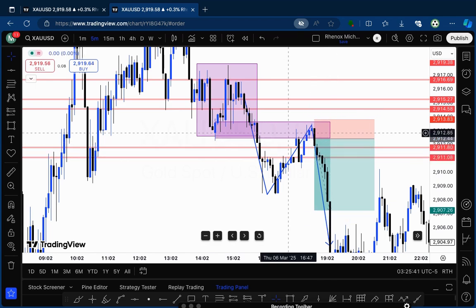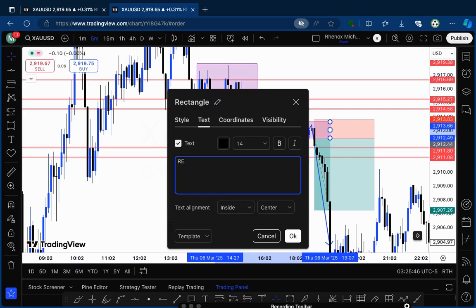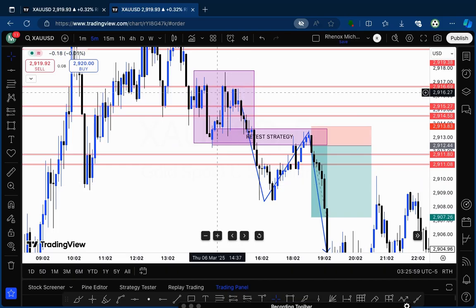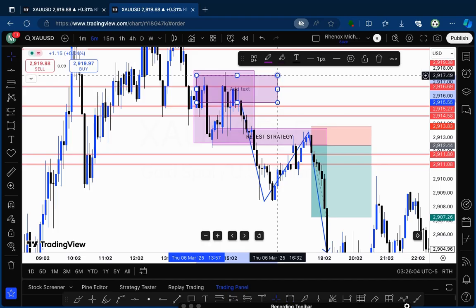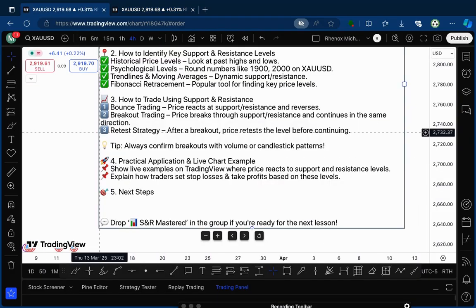Let me mark that out for you so you can get to know the differences. This is the retest kind of entry on the trade. Okay, then in here where we took the trade, this will have been our breakout strategy. Alright, cool. Now we have seen both strategies marked out.